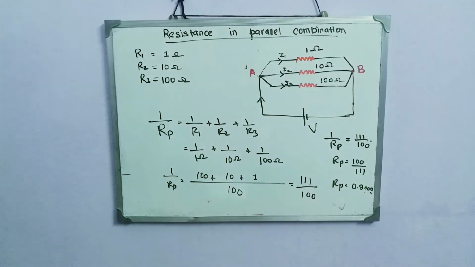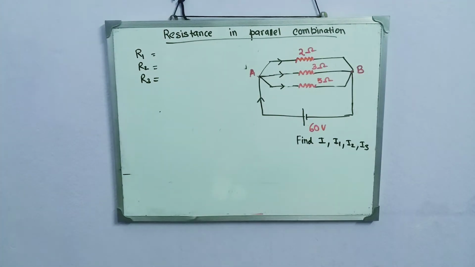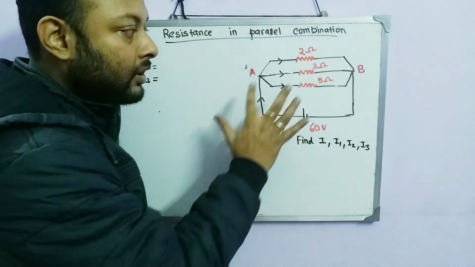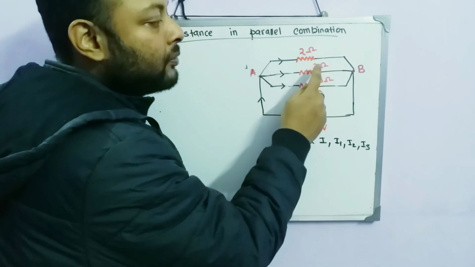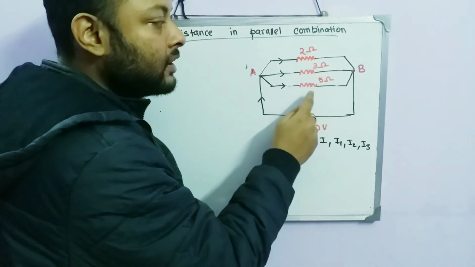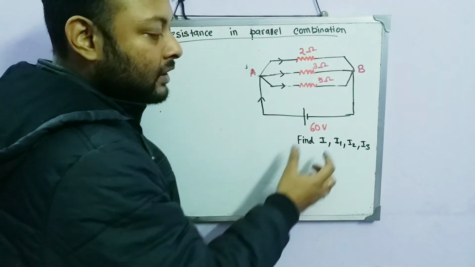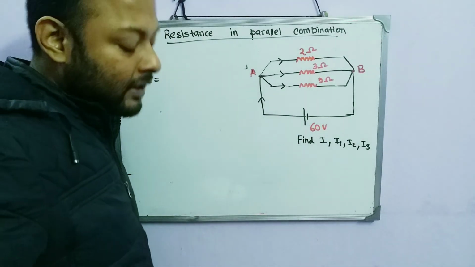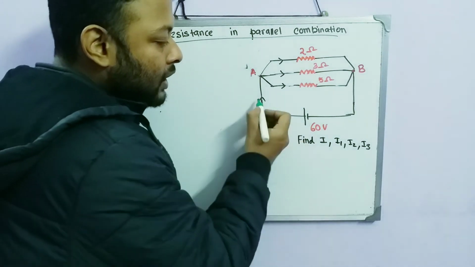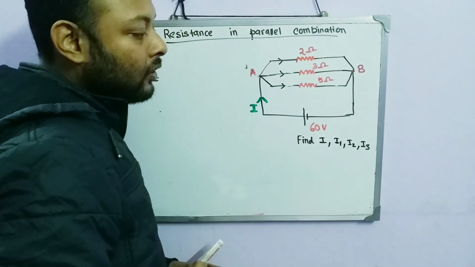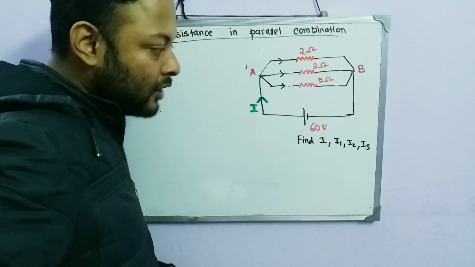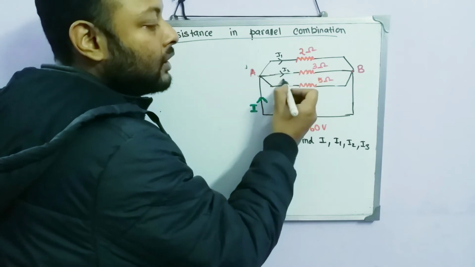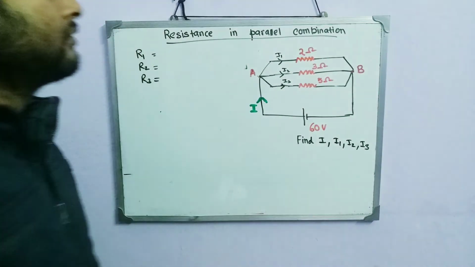Now let's do one more sum. This is the diagram given, where you can see 2 ohm, 3 ohm and 5 ohm are the three resistances which are in parallel and connected to a 60 volt source. My question is to find the current I, and also the individual currents I1, I2, I3: the current here I1, the current here I2 and the current here I3. I need to find these three values.